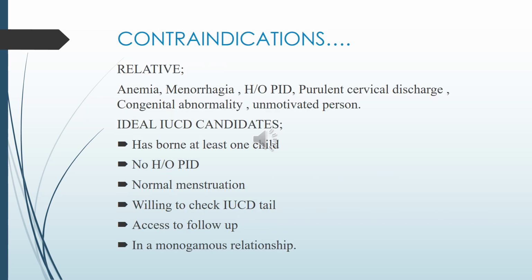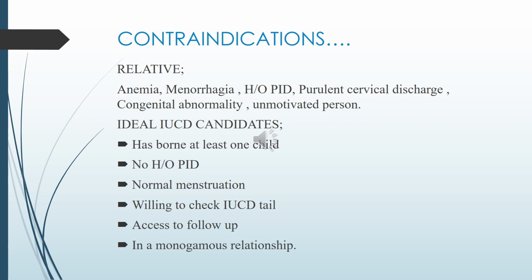The relative contraindications of IUCD usage are, number one, if the female is anemic, or there is history of menorrhagia, or any history of pelvic inflammatory disease since her last pregnancy, or there is purulent cervical discharge, or if there is distortion of the uterine cavity due to any congenital malformations, or if there are any fibroids, or if the female is an unmotivated client.